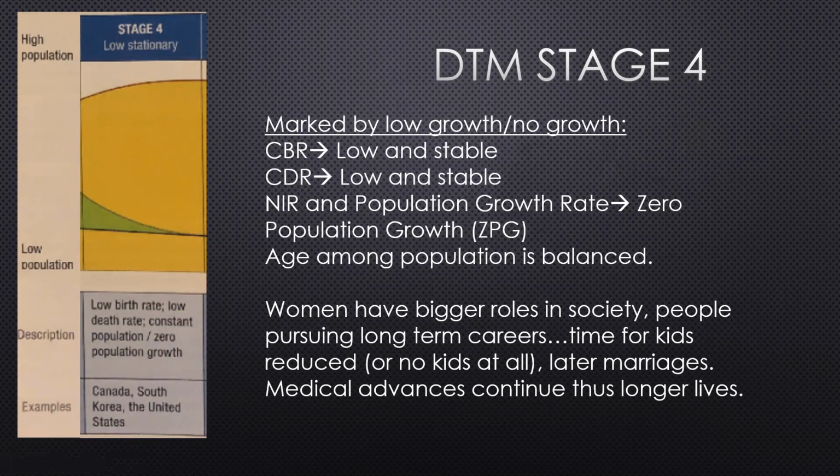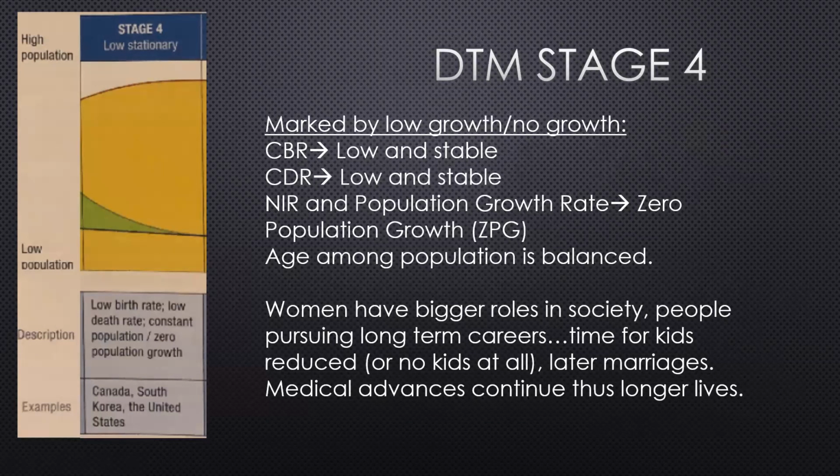So, stage 4 of the DTM, marked by low growth or in some cases no growth. We can see here the crude birth rate and the crude death rate are low and pretty much stabilizing. In some cases, the NIR and population growth rate is zero, zero population growth rate, ZPG, as some geographers refer to it. So the age among the population is beginning to be balanced, an evolution of stage 3. Gender roles: women are beginning to have bigger roles in society. People are pursuing long-term careers more, so time for kids is even more reduced, and some aren't even considering kids at all. And some are saving marriage until they're in their 30s.